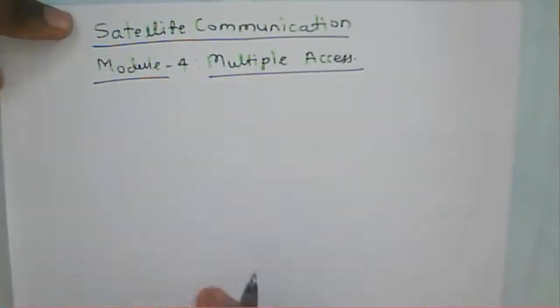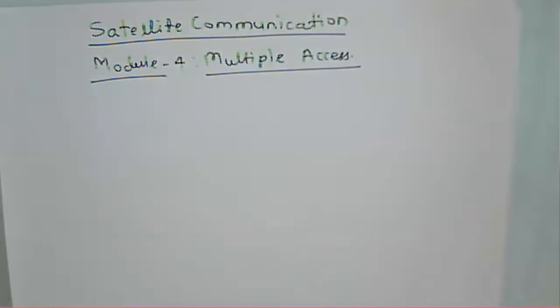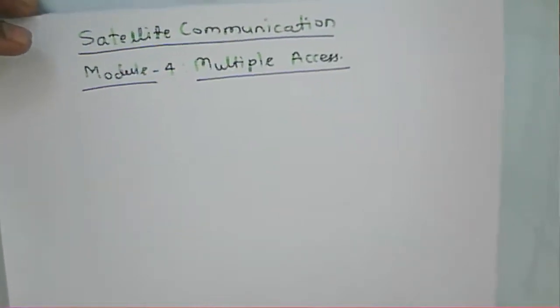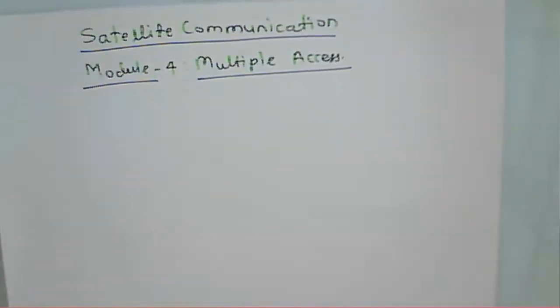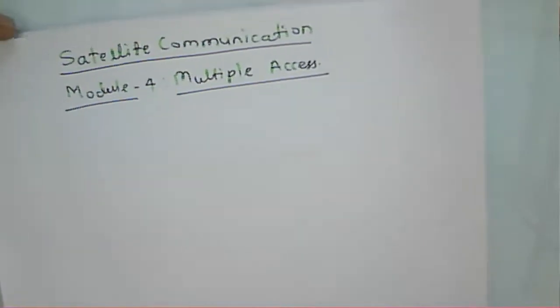So today we start with module 4, multiple access systems. In a multiple access system, how is the bandwidth allocated to your transponder? That bandwidth and power, how that bandwidth and power sharing is possible, that we will learn here.